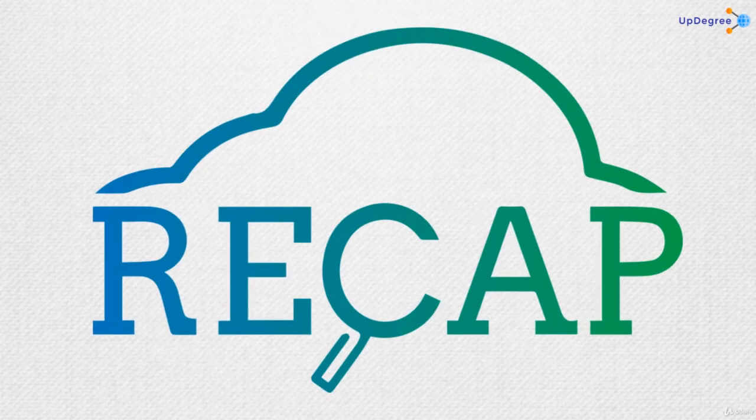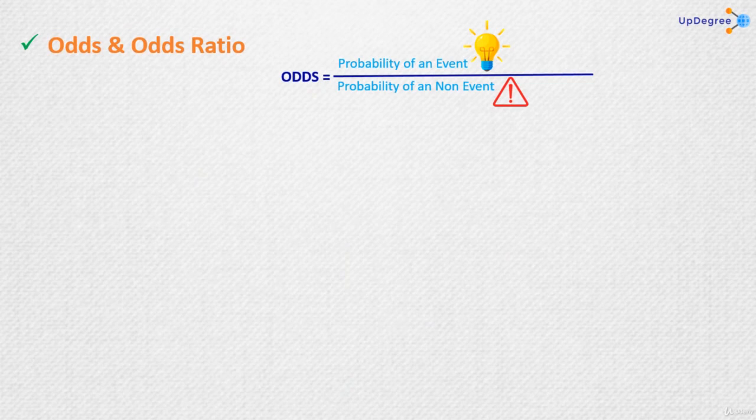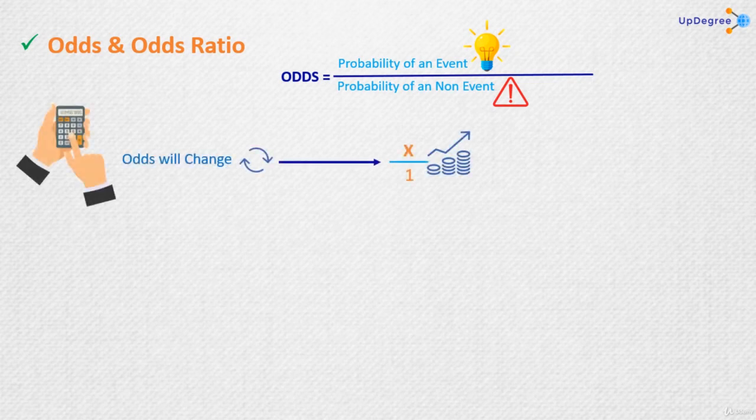So in this video we will be learning till here. Before I move to the next video, let me recap the concepts. In this video we discussed odds and odds ratio, where odds is the probability of an event divided by the probability of a non-event. We derived the expression for odds, that is e to the power beta naught plus beta 1 x1, and we also calculated how our odds will change if we increase the value of x by 1.